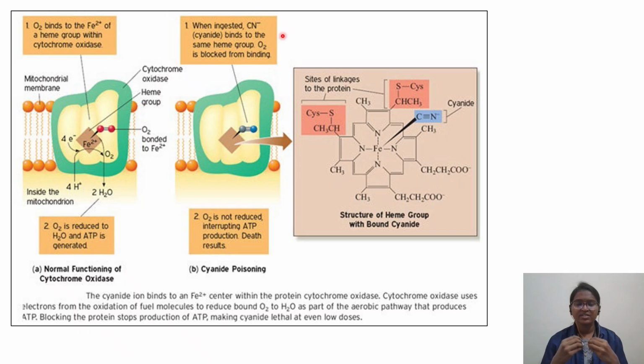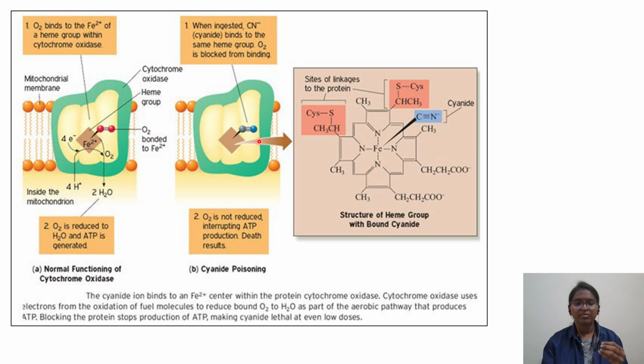Whenever cyanide is ingested and reaches the systemic circulation, what is happening? Cyanide will go and bind to the same heme group. Instead of oxygen, cyanide will bind to this heme group, and as a result, oxygen is blocked from binding. Oxygen can no longer bind to this heme group in the Fe+2 state.